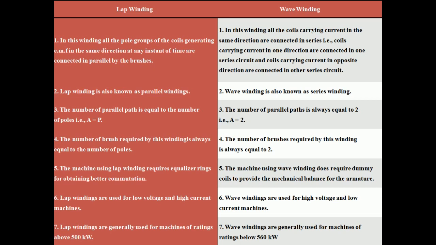In the case of lap winding, the number of parallel paths is the same as the number of poles, whereas in the case of wave winding, the number of parallel paths is always 2. That is also a major distinguishing feature. Another important distinguishing feature is that lap windings are generally used for low voltage and high current applications, whereas wave windings are used for high voltage and low current applications. So you must know a minimum of 4 distinguishing features between lap winding and wave winding. This is a very important topic.